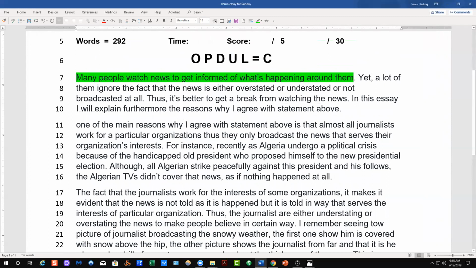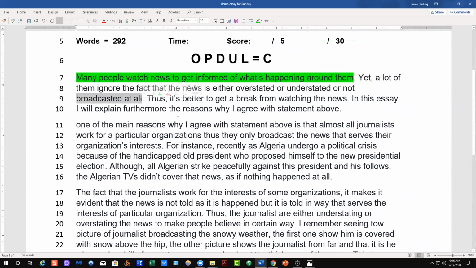Yet a lot of them ignore the fact that the news is either overstated or understated or not broadcasted at all. That's pretty good too. No mistakes. In fact, this sentence demonstrates language use and sentence variety. This is actually a parallel sentence, because as you can see, it says the news is either overstated or understated.